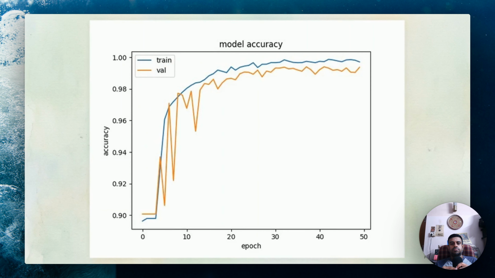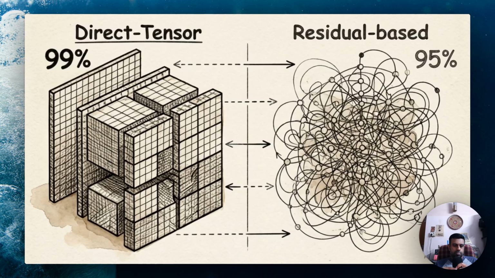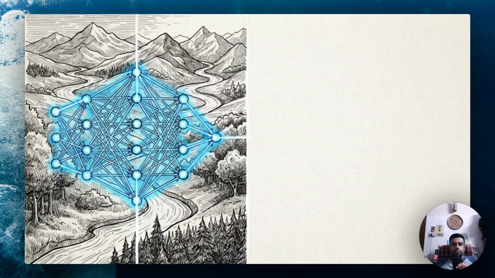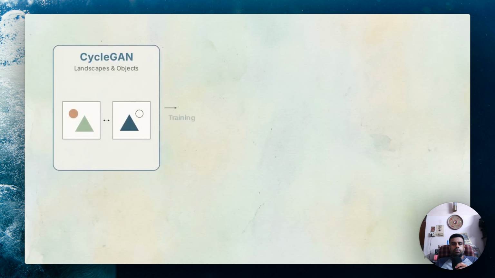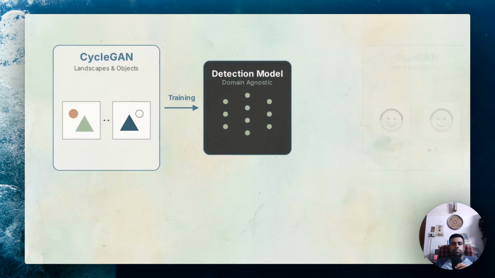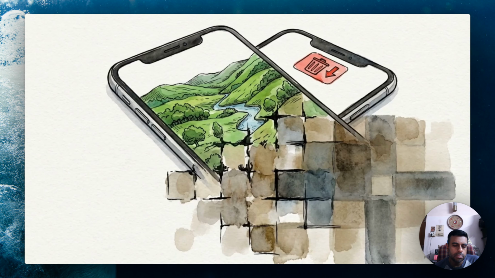This direct tensor approach matches or outperforms complex residual-based deep neural networks, like XceptionNet, across multiple categories. The critical test involves cross-dataset evaluation. The model is trained entirely on images generated by one GAN architecture and then tested on an entirely different one. A model trained strictly on landscape and object translations from CycleGAN evaluated forged human faces from StarGAN and maintained an accuracy of 99.49%.